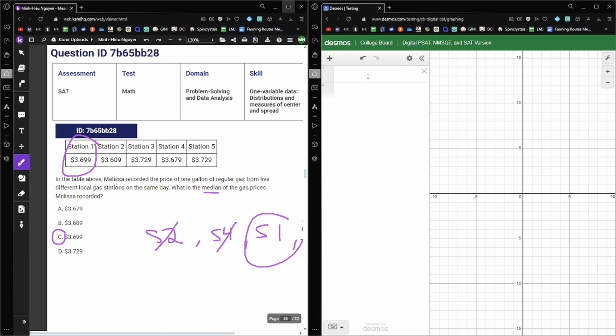Alright, I lied. I'm going to do it in decimals as well, just for funsies. So L equals.